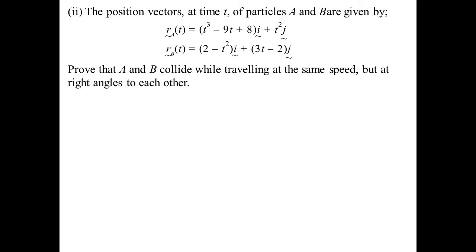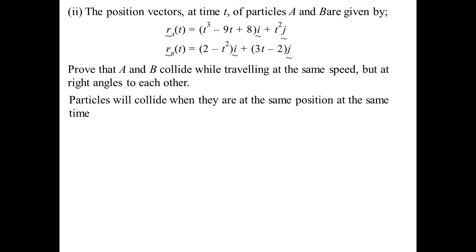The position vectors of particles A and B. So we've got two different particles here, so I've called them RA and RB. There are the vectors that describe the motion of our two particles. We want to prove that they will collide while travelling at the same speed, but they'll be at right angles to each other. Well, we know if they're going to collide, they must occupy the same position at the same time. So therefore, t cubed minus 9t plus 8 must equal 2 minus 2t squared. They must have the same horizontal component.